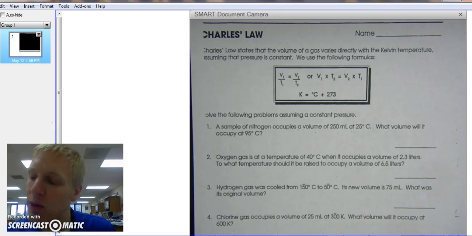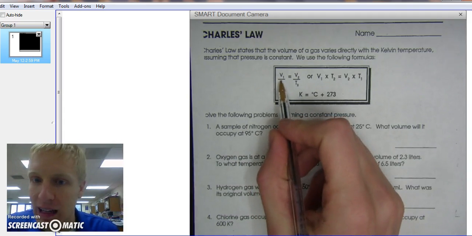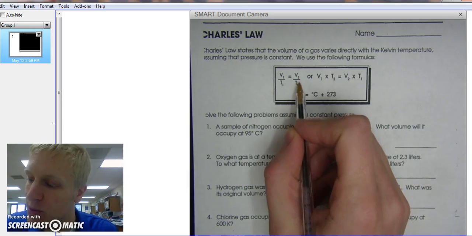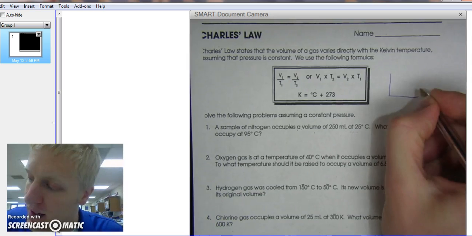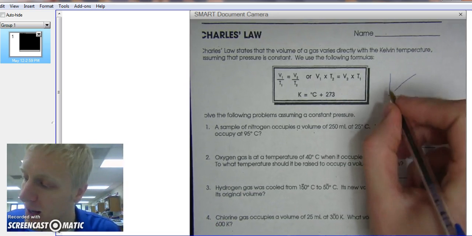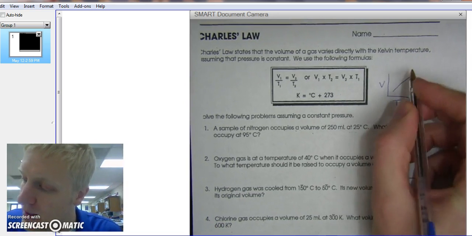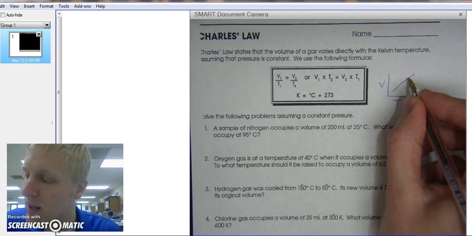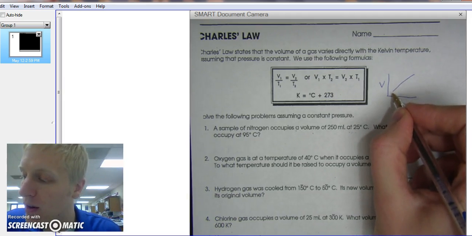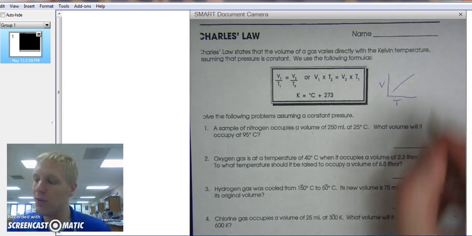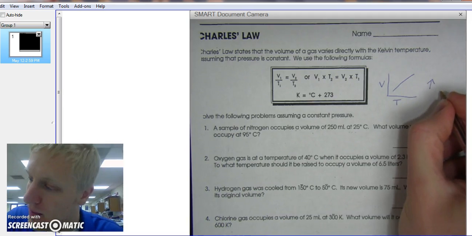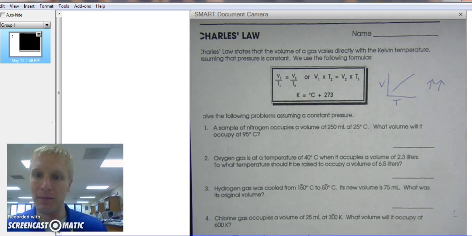Hello, in this video I'm going to be going over Charles's law. Charles's law is V1 over T1 equals V2 over T2. This is a direct relationship between both volume and temperature, which means that as temperature goes up, so does volume, or as volume goes up, so does temperature. So when one goes up, so does the other.